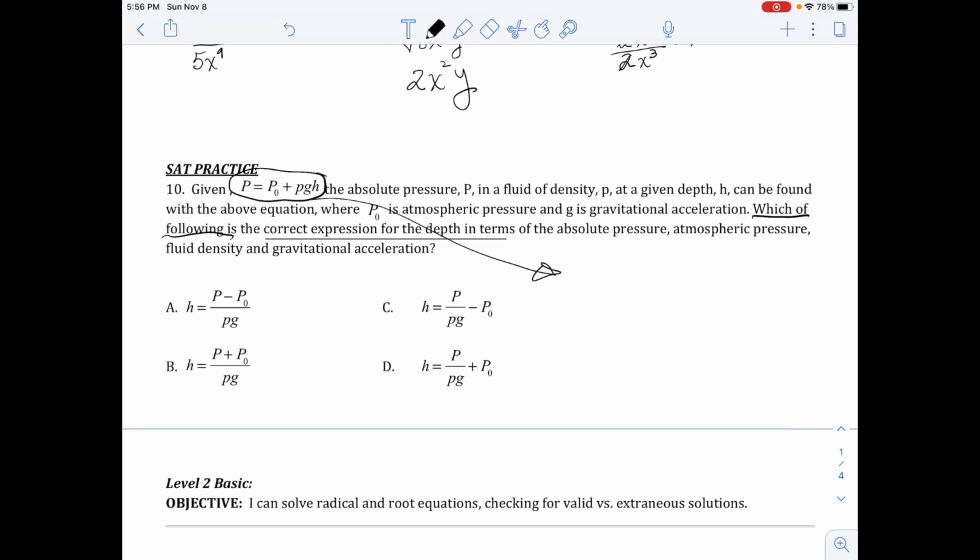So isolate the h. So I'm going to do p minus p sub 0 equals little p, little g, little h. Now to get h by itself, all I have to do is divide away the little pg. And so I just come over here and I find the one that matches that. So p minus p sub 0 over pg, and that's a.